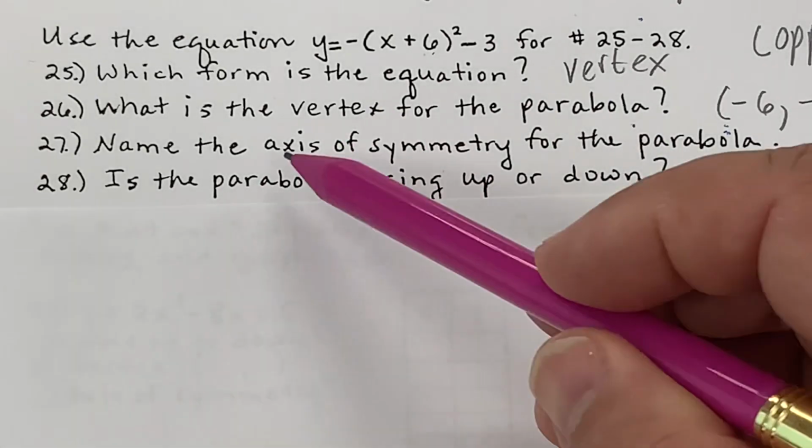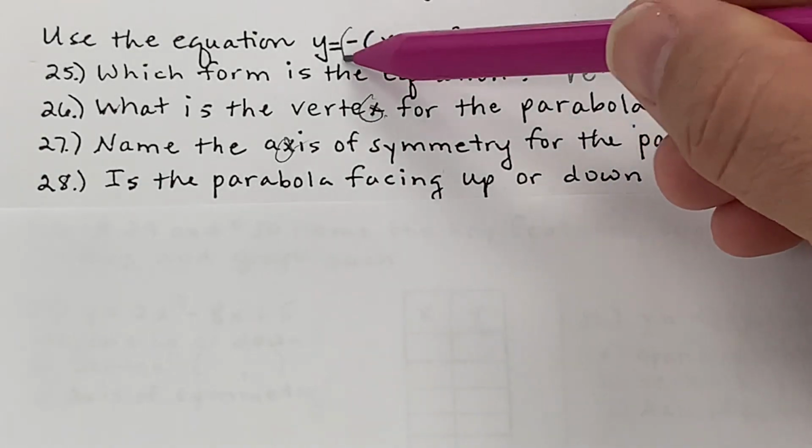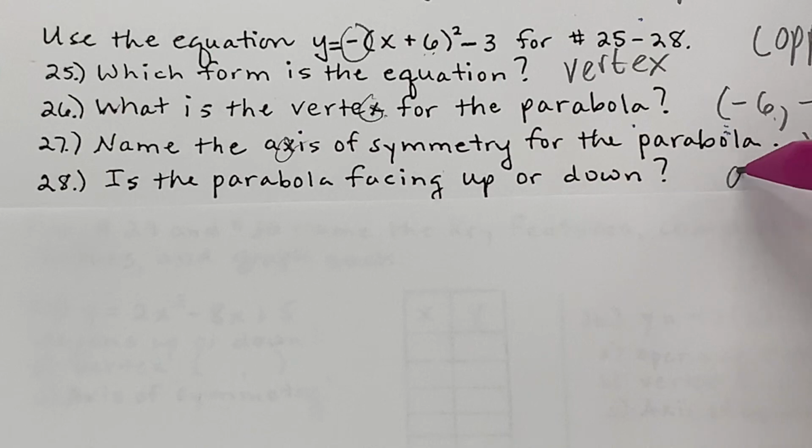Name the axis of symmetry. Notice once I have the vertex, the axis is the x value from the vertex. So the AOS, the axis of symmetry, is x equals negative 6. Is the parabola facing up or down? Because there's a negative sign out in front, it will be facing down.